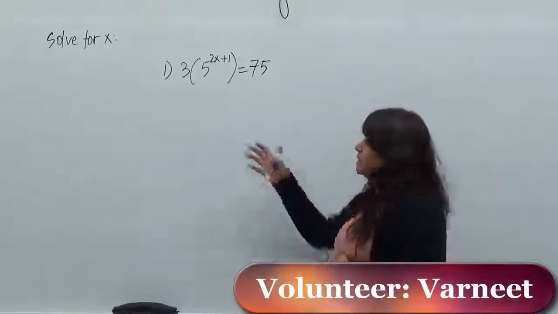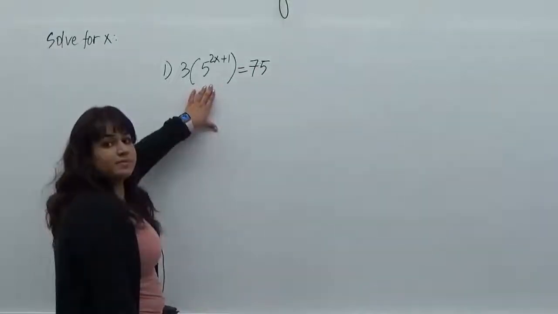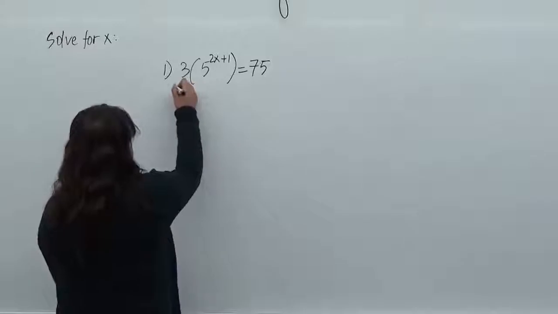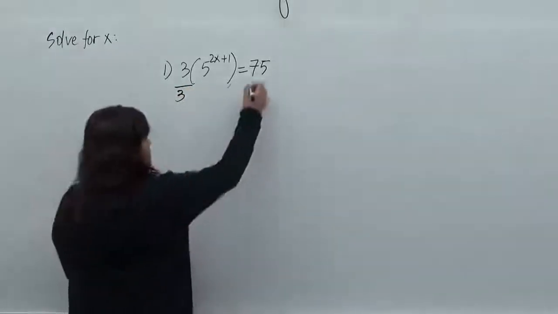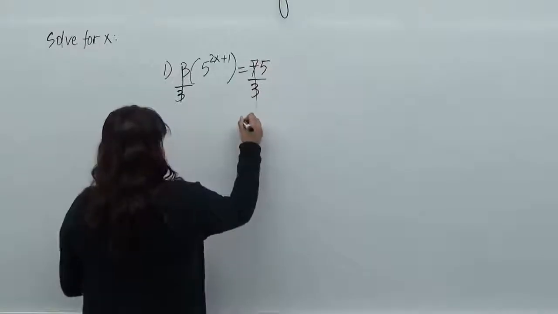As you can see, this is an exponent problem. So we want to have our base 5 to 2x plus 1 by itself. So I'm just going to divide 3 on both sides. This side cancels out, and this leaves me with 25.